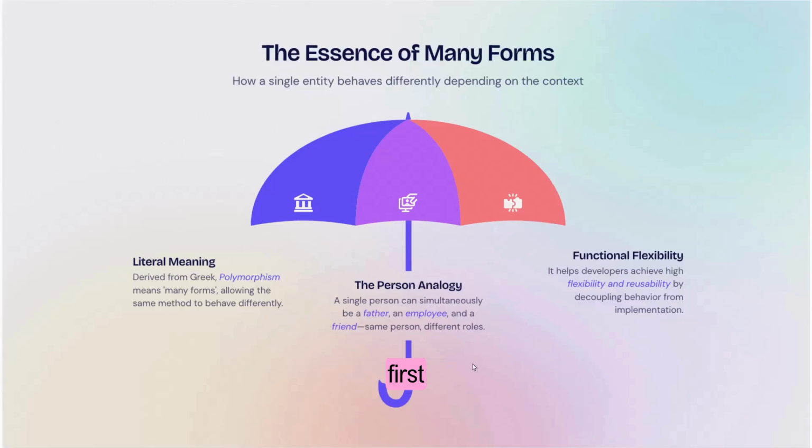First of all, the essence of many forms: how a single entity behaves differently depending on the context. The literal meaning, derived from Greek, is that polymorphism means many forms, allowing the same method to behave differently. The person analogy: a single father can simultaneously be a father, an employee, and a friend. Same person, different role.